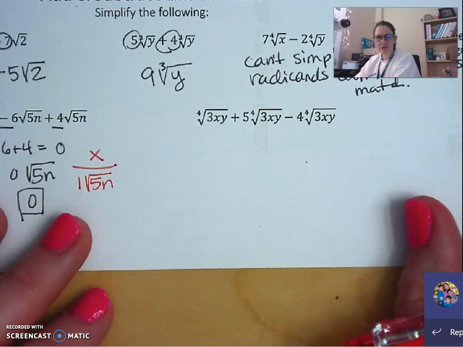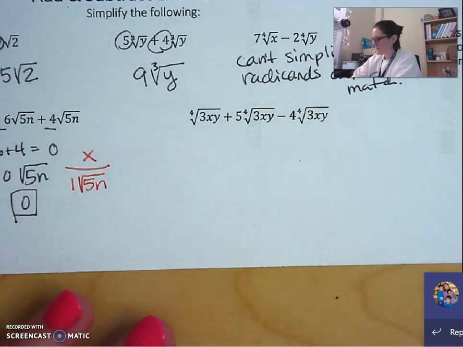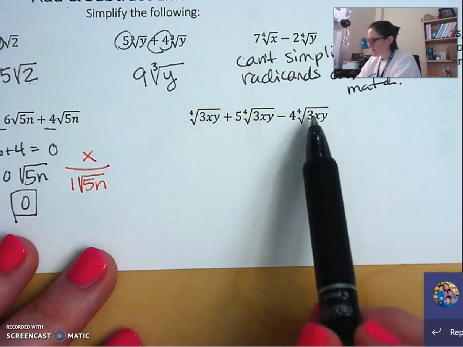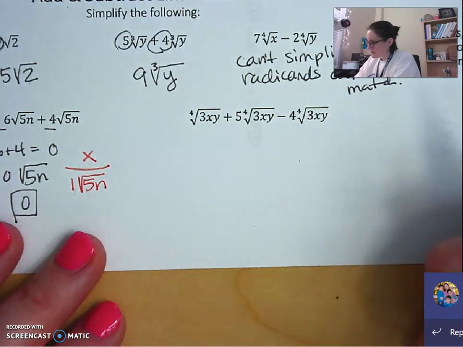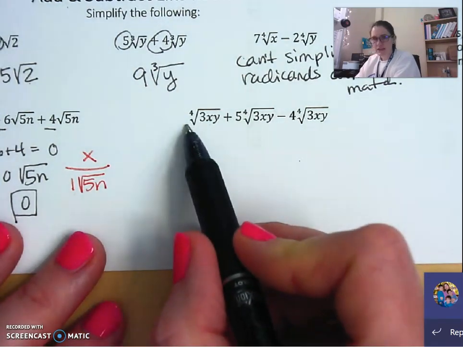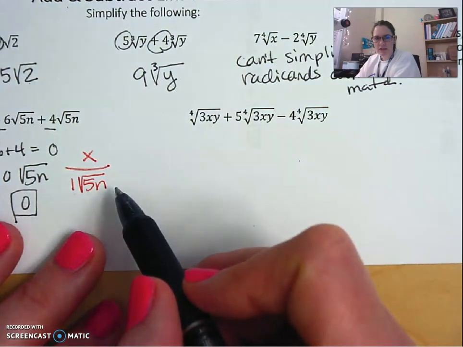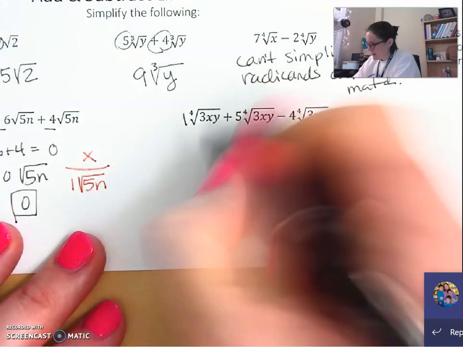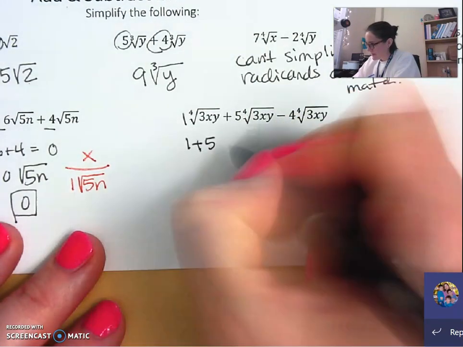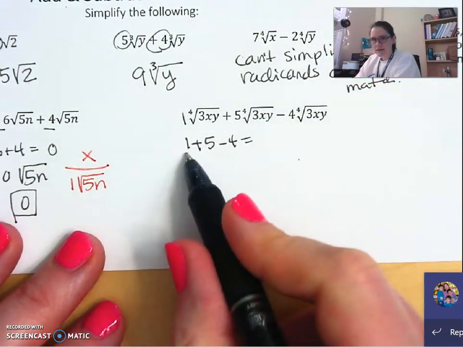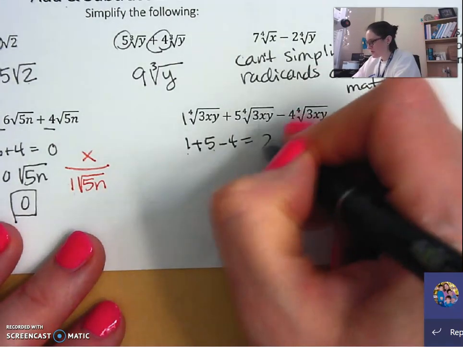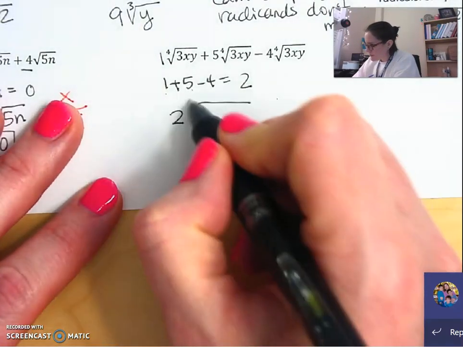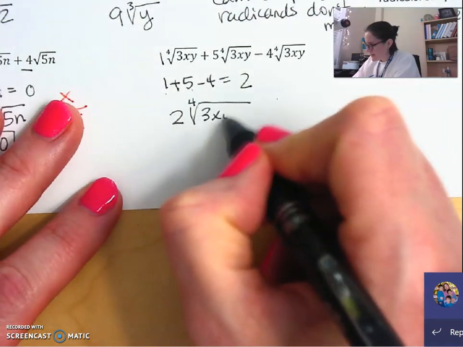And then for this one right here, again, the radicands all match, the roots match. So we are going to do math on the coefficients. When I don't see a coefficient, so just like I talked about here, I know it's 1. So now I have 1 plus 5 minus 4. That is 6 minus 4, which is 2. So I have 2 fourth roots of 3xy.